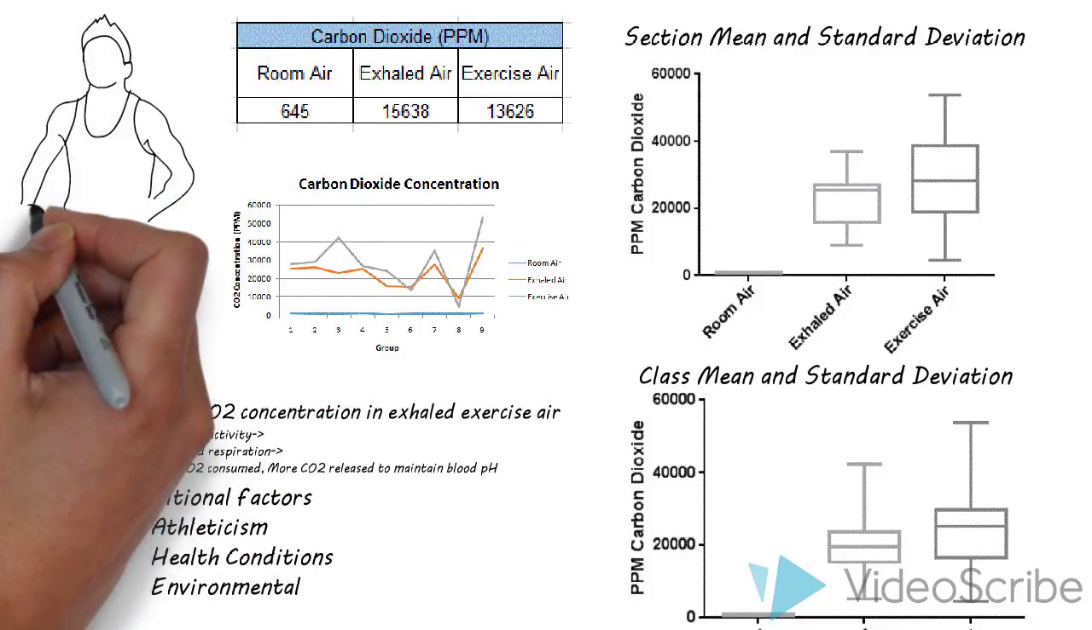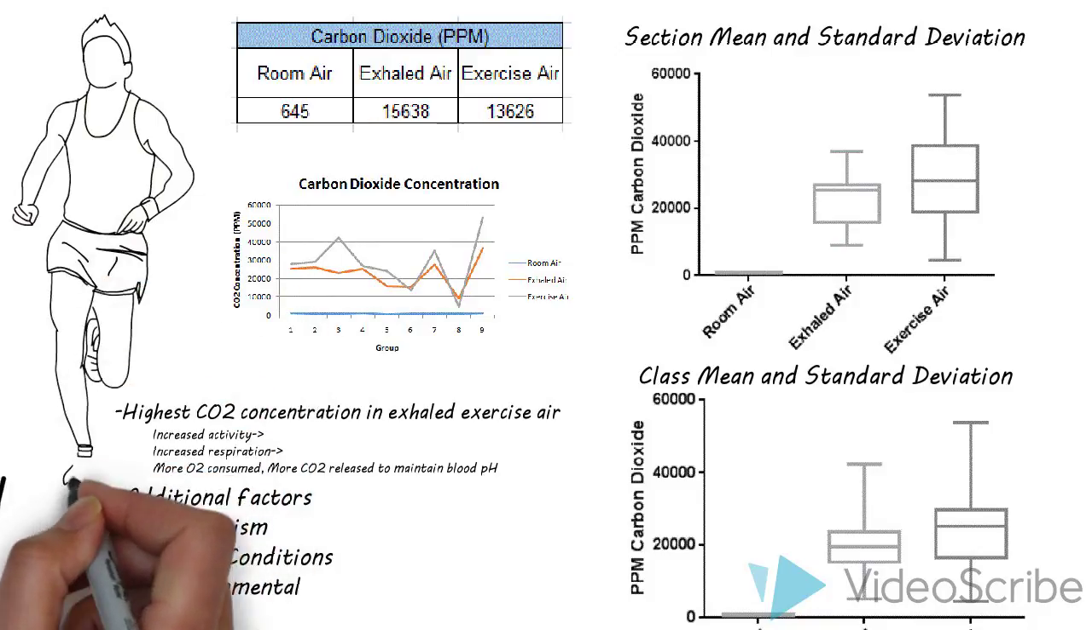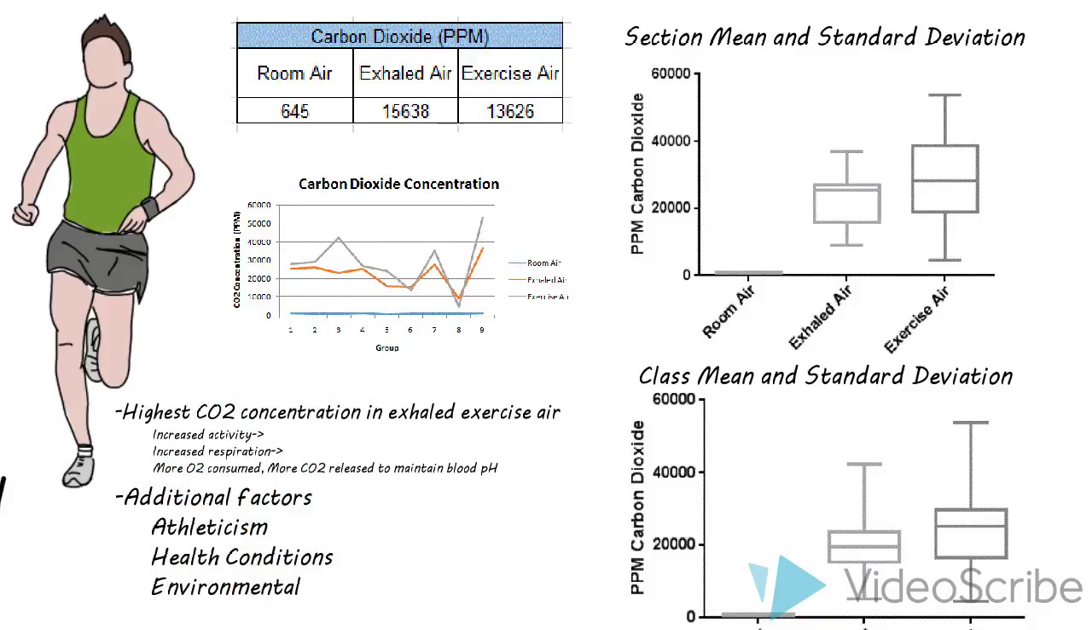Health conditions such as asthma and emphysema may limit the amount of oxygen that's taken up by the system and therefore reduce the amount of carbon dioxide released. Environmental factors, including smoking or pollution, may also influence this in a negative manner.